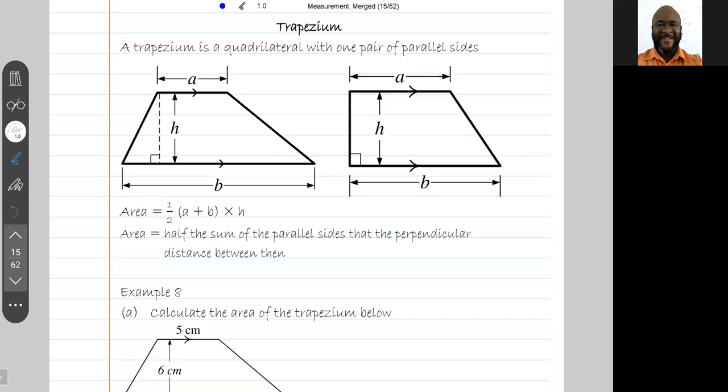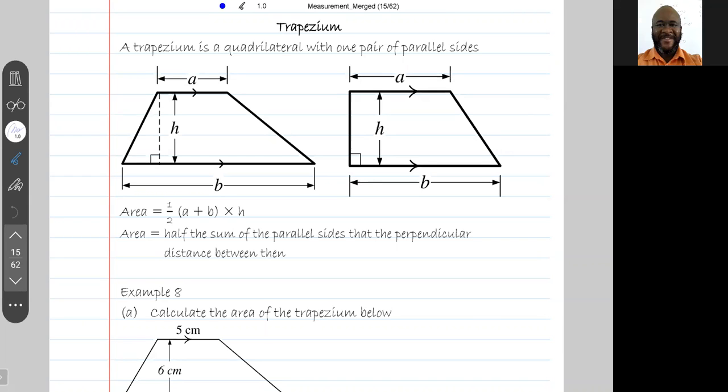All right, guys. So the next shape we're going to look at is the trapezium. Now, a trapezium is a quadrilateral with one pair of parallel sides. So in the diagram, A and B are the lengths of the parallel sides, and H is the perpendicular distance between the two parallel sides.